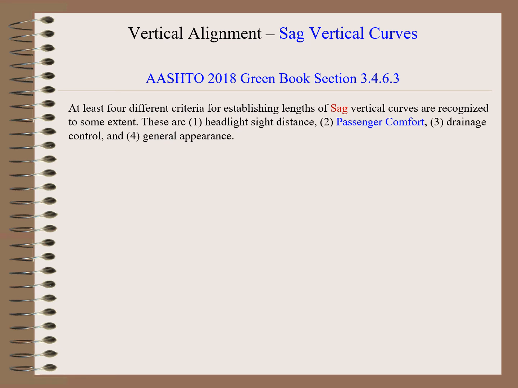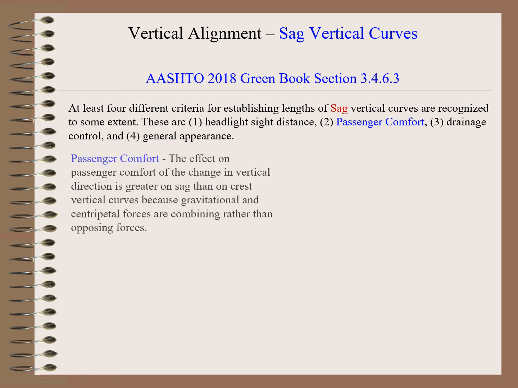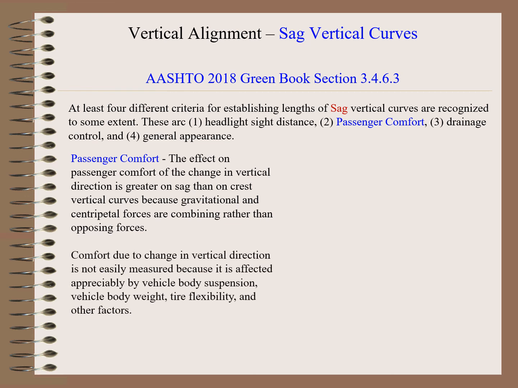Next, we're going to talk about passenger comfort and sag curves. The effect on passenger comfort of the change in vertical direction is greater on sag than crest vertical curves because gravitational and centripetal forces are combining rather than opposing forces. Comfort due to change in vertical direction is not easily measured because it is affected appreciably by the vehicle body suspension, vehicle body weight, tire flexibility, and other factors.